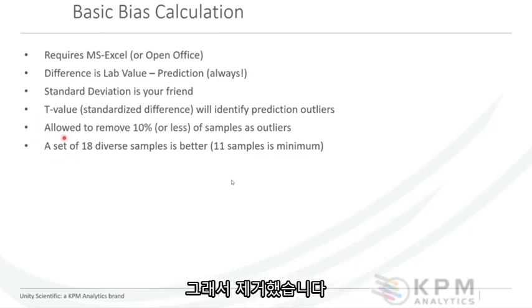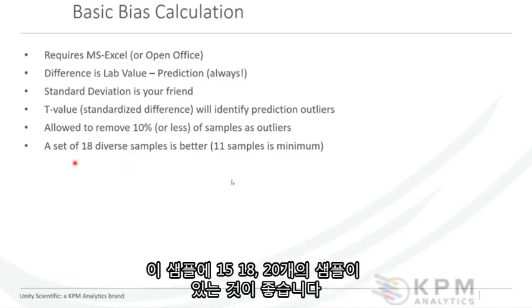Our general rule, and again, this is a personal rule, is that we allow ourselves to remove 10% or less of samples as outliers. And for me, I want to have a good reason to remove a sample as an outlier. It's not just to make our statistics look better. So be very cautious if you ever have more than 10% of the samples that you're removing, because you're taking an overly optimistic view of the situation.